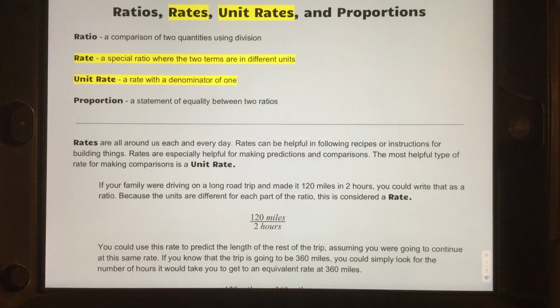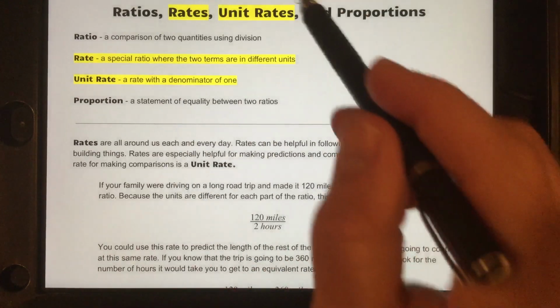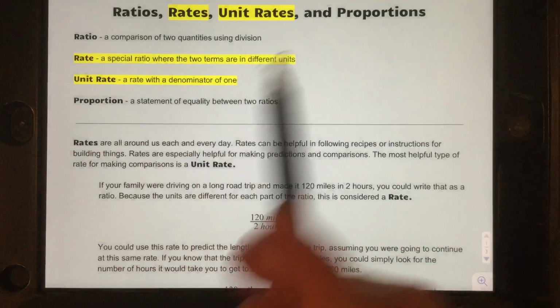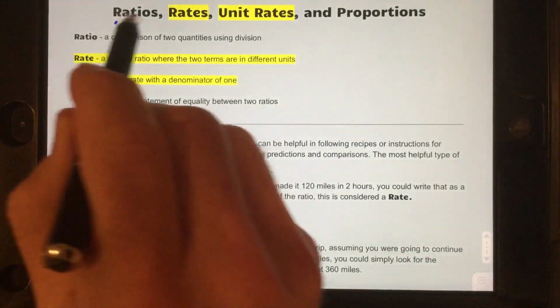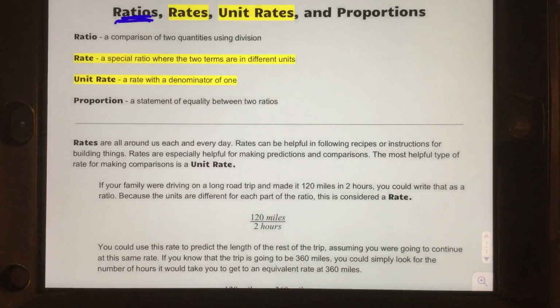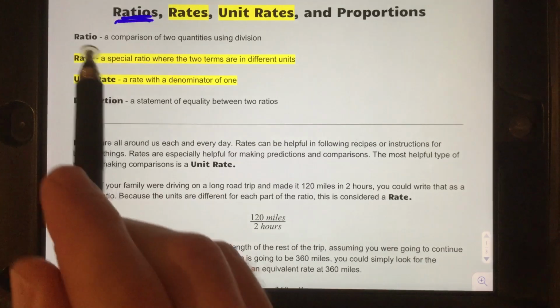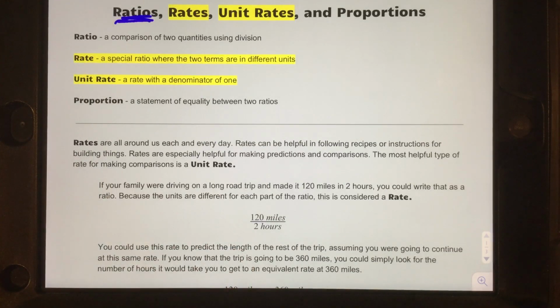Good morning, sixth graders. We have day 2 of ratios, rates, unit rates, and proportions. So yesterday, you might remember, we had a very similar looking sheet of notes, and it was all about ratios. And I had highlighted ratios. We talked about being a comparison of two quantities using division, and the focus was on Skittles.